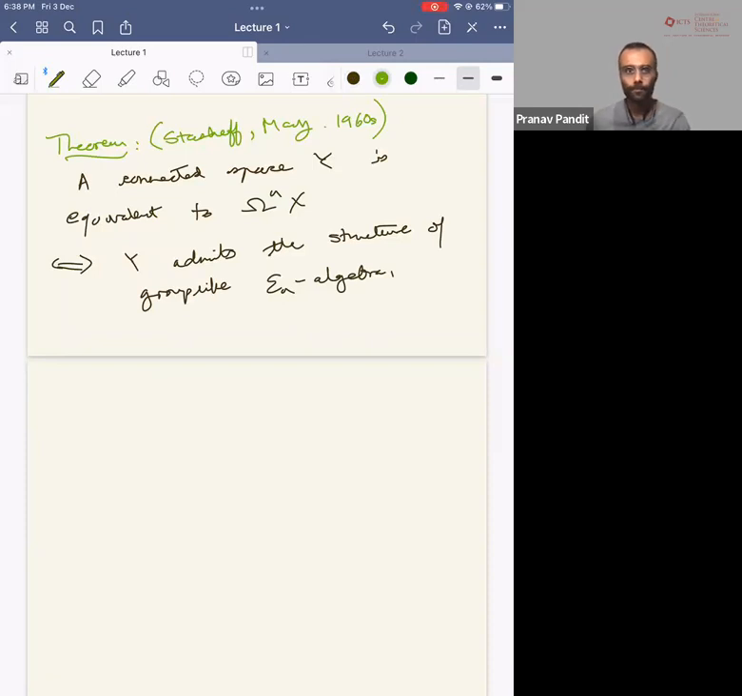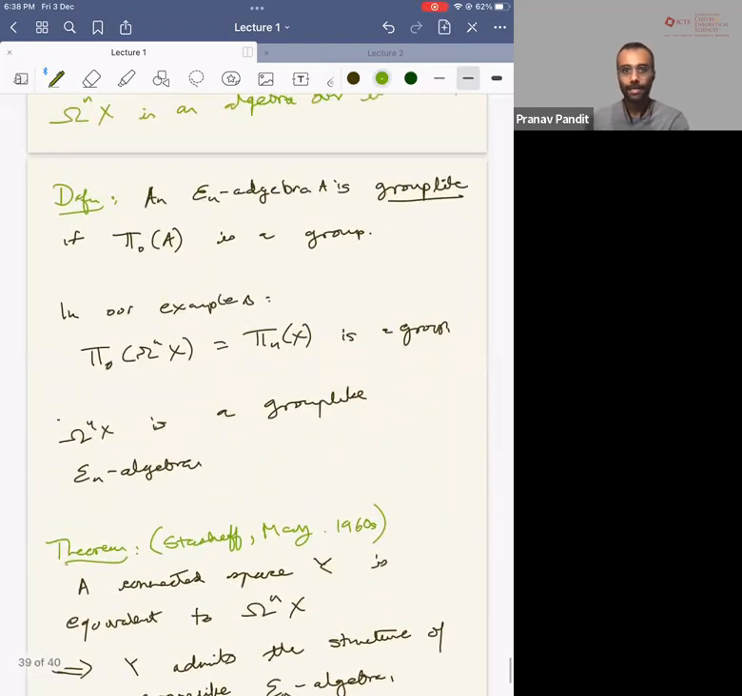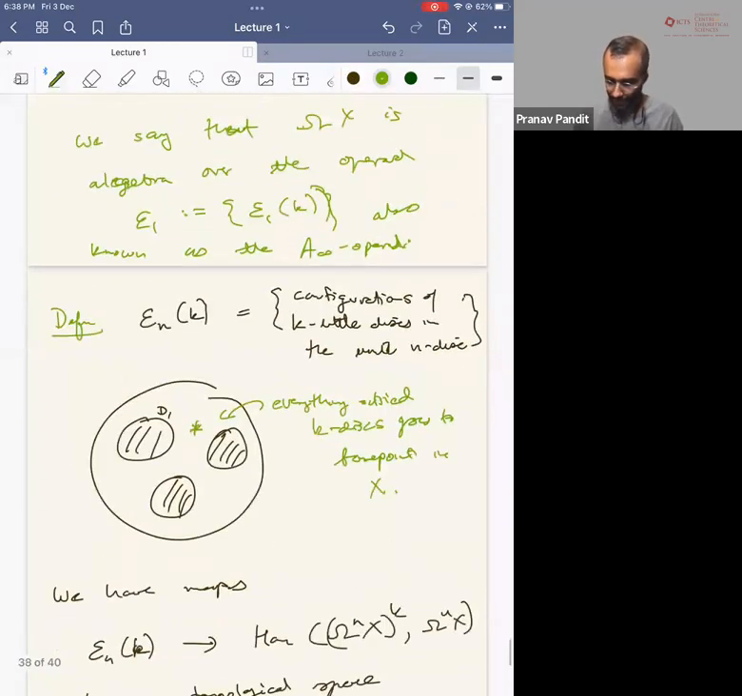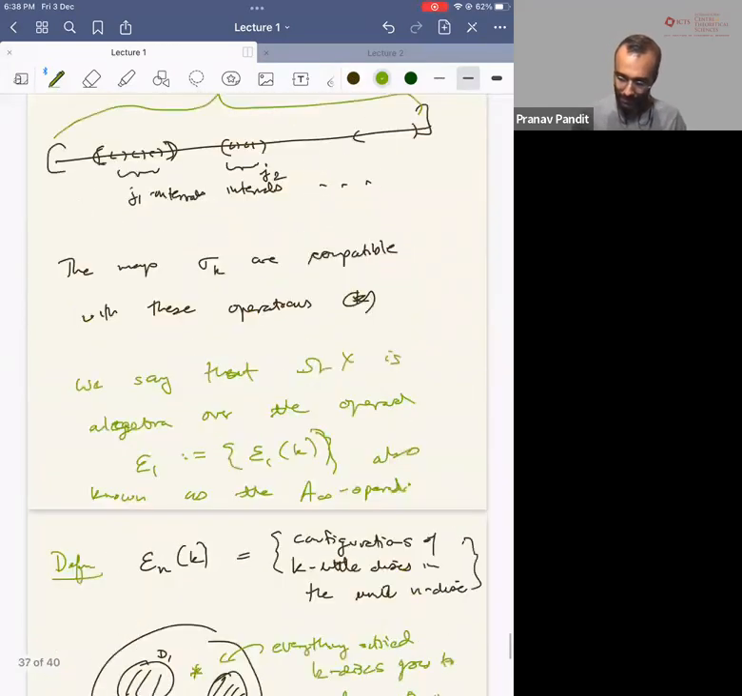can you please repeat what is an EN algebra? So who's asking the question? Aprajit. Hi. Yeah. So an EN algebra, I'm not going to define fully what an EN operad is in full detail, but I'll just tell you what it is in short.